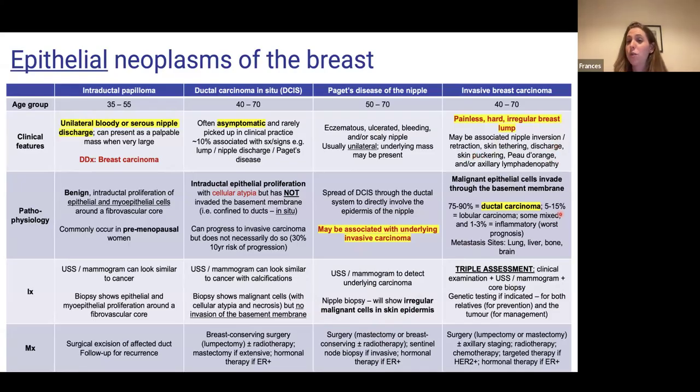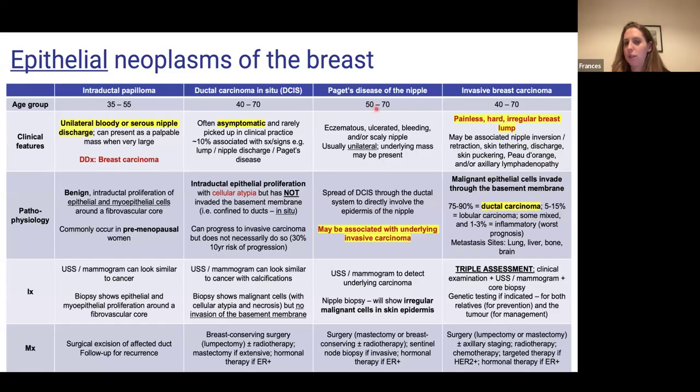You can get peau d'orange, which is basically when you get essentially blockage of your lymphatic system. So you essentially get this kind of dimpling of the skin, which resembles an orange peel, hence the name. And essentially, in this case, you have malignant cells and they've invaded through the basement membrane. It's pretty much always a ductal carcinoma.